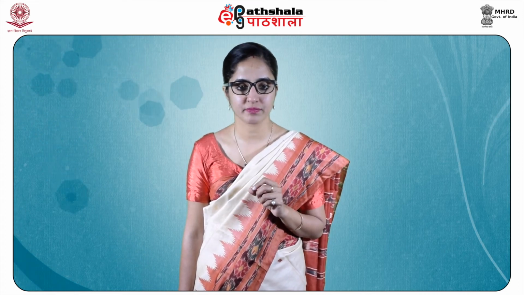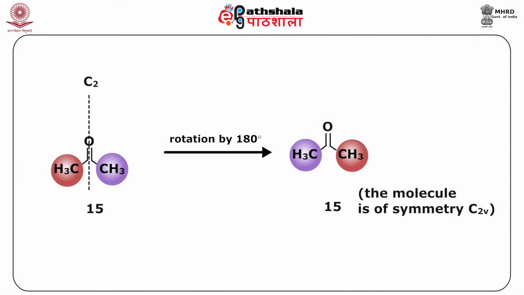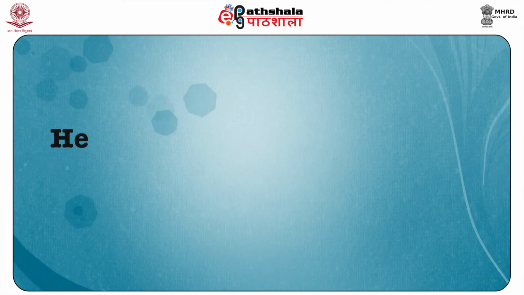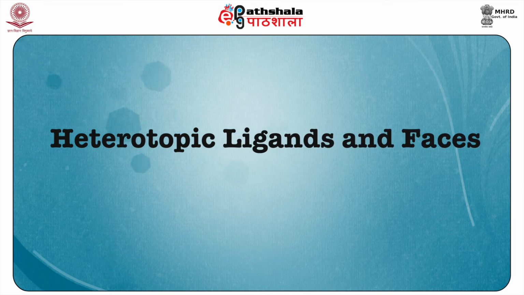Faces of double bonds are similarly homotopic when they are interchanged by the operation of a symmetry axis. Now, the acetone molecule with the D2h point group has two faces, and they are interchanged by the operation of two of the three C2 axes. The two faces of acetone are homotopic as shown to you here in the figure very clearly. Now, after having studied the homotopic ligands and faces, let us turn our attention to heterotopic ligands and faces.